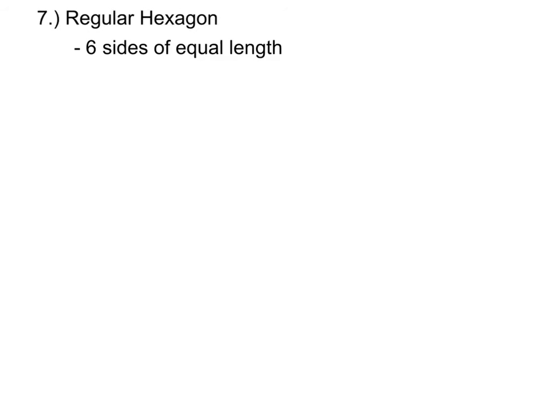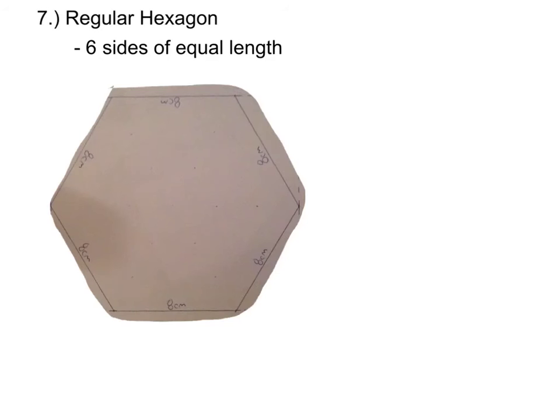We're going to take a look at another type of regular polygon, and that's called a regular hexagon. A regular hexagon has 6 sides of equal length. Here's a picture of the type of regular hexagon we're going to look at. It's going to have 8 centimeters in length all around. Just as we did for our regular pentagon, we're going to do the same thing for the regular hexagon.